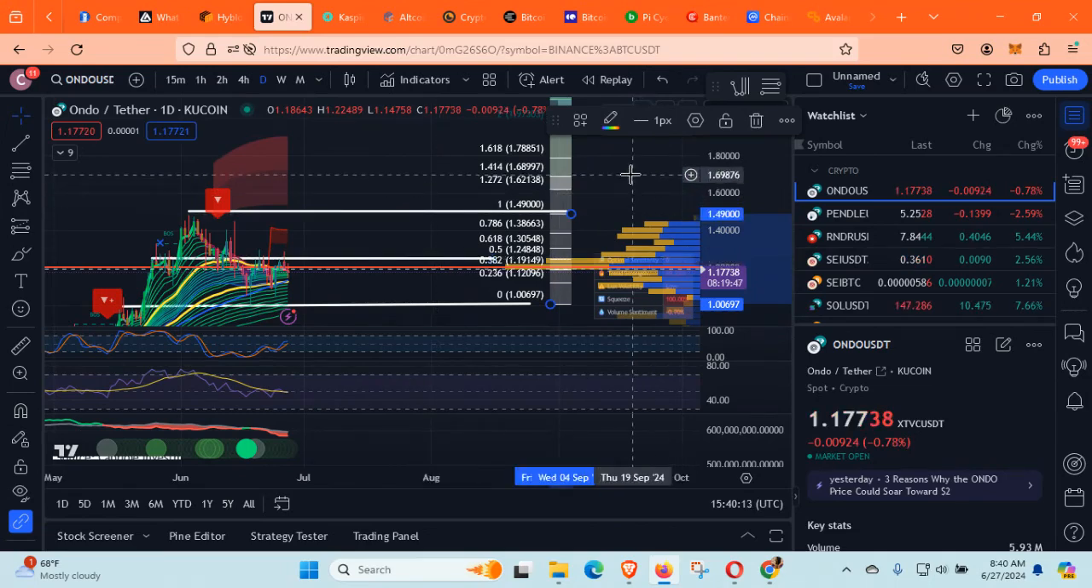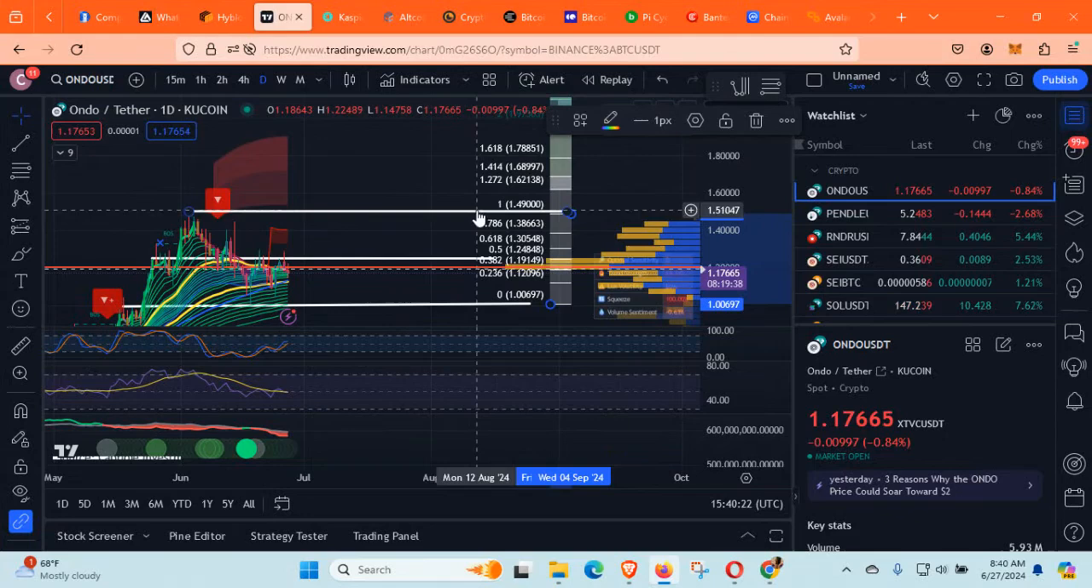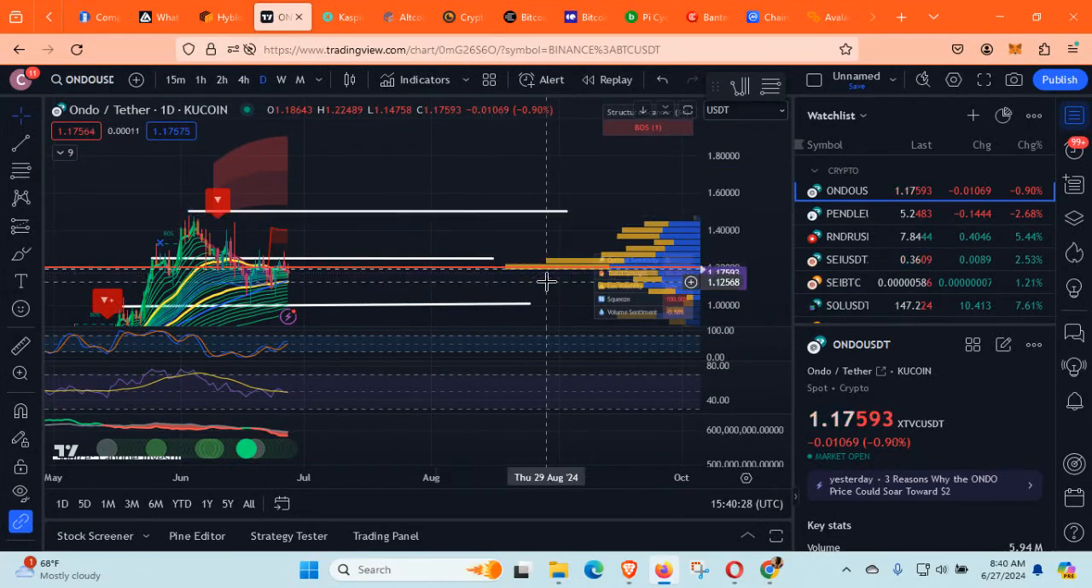But if it's not as simple as that, just use the Fibonacci tool and then draw the line where the 0.5 is, which was about $1.25. Draw where the 1 is, and then draw where the 0 is. And then you can remove the Fibonacci tool. I've already done this already.